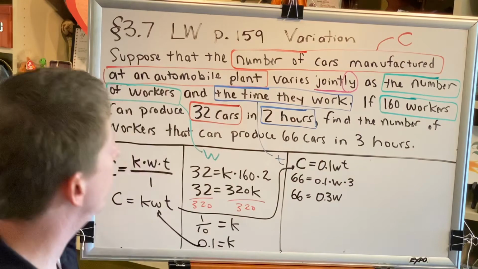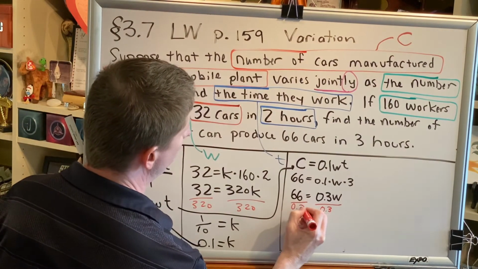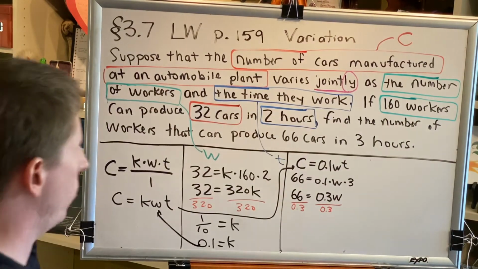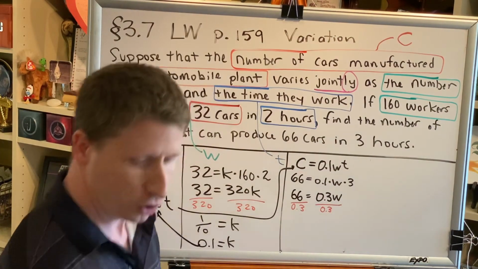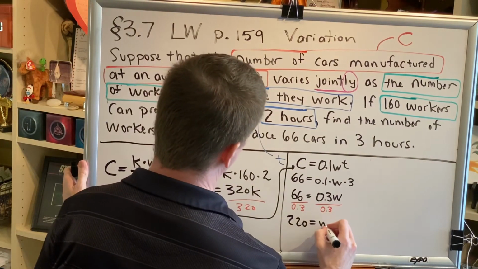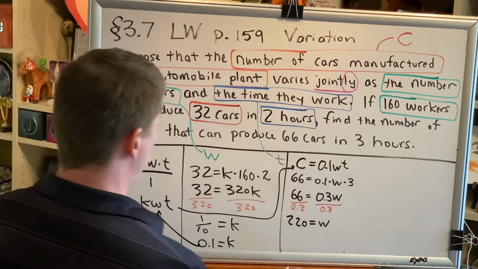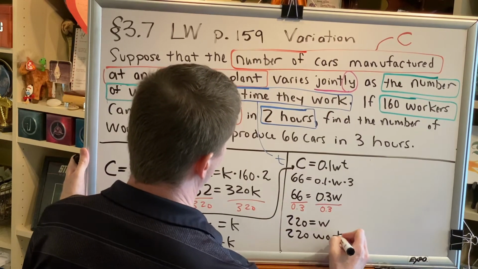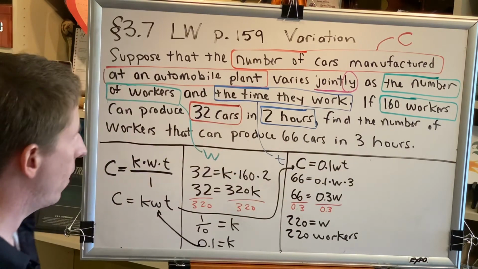I'm going to divide both sides by the coefficient of the variable, which is 0.3. Notice that that's the number on the right side that I'm dividing by. And I'll pick up my calculator to do this division. 66 divided by 0.3 is 220 equals W. W represents workers. So that means that I need 220 workers if I would like to be able to produce 66 cars in 3 hours.